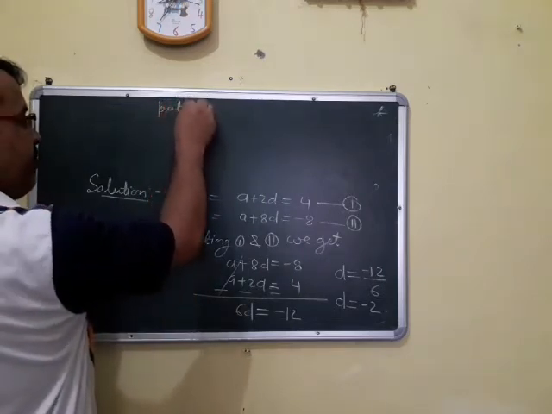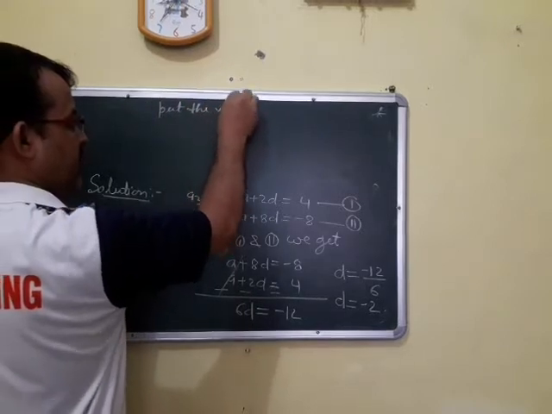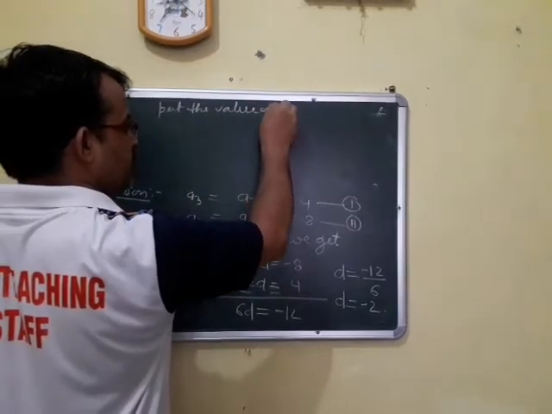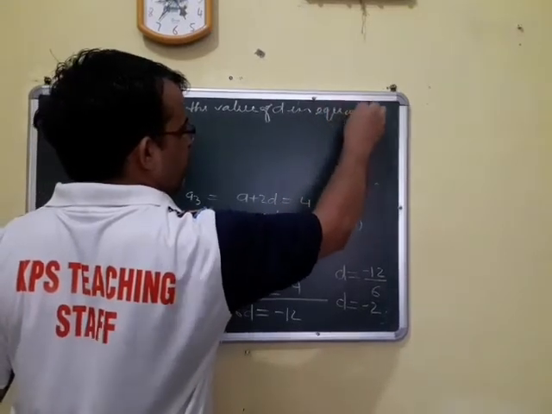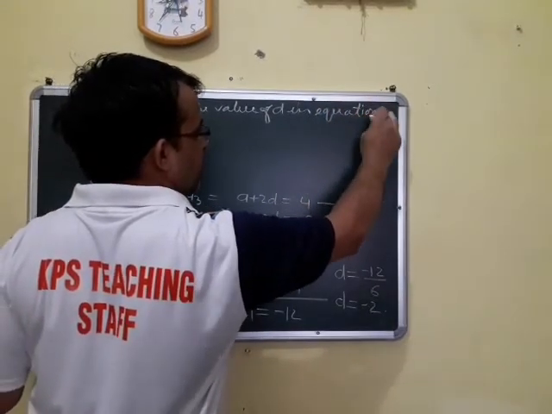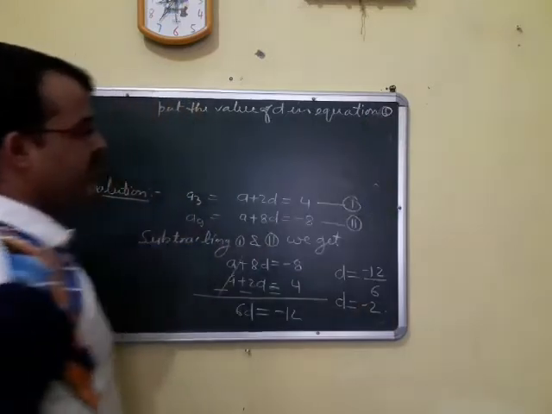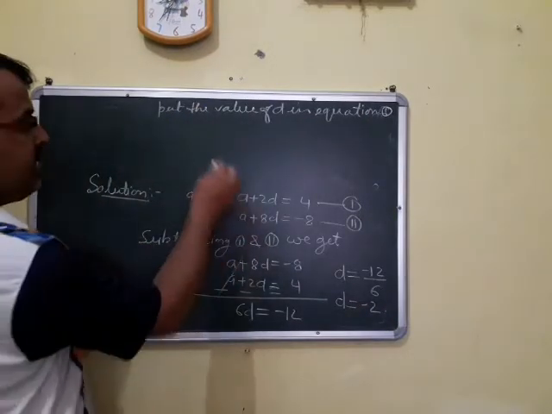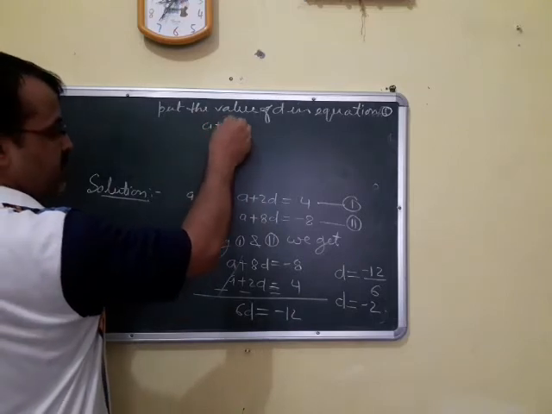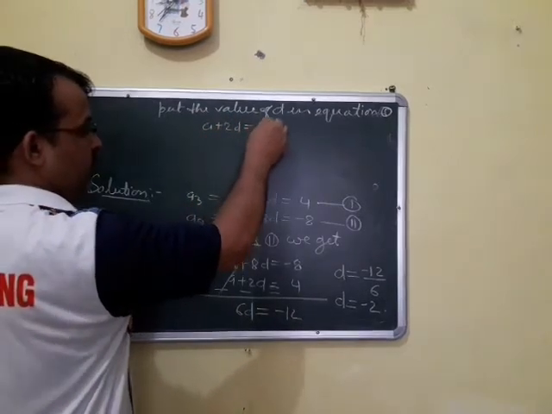Put the value of D in equation first. Equation first here is given: A plus 2D is equal to 4.